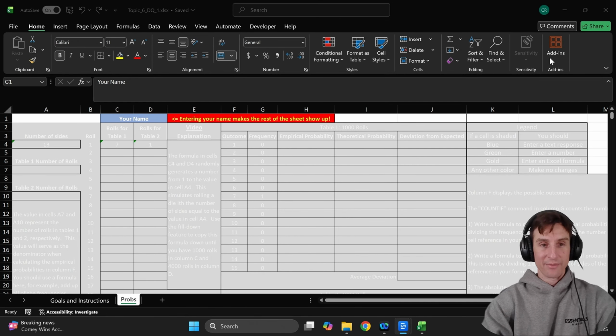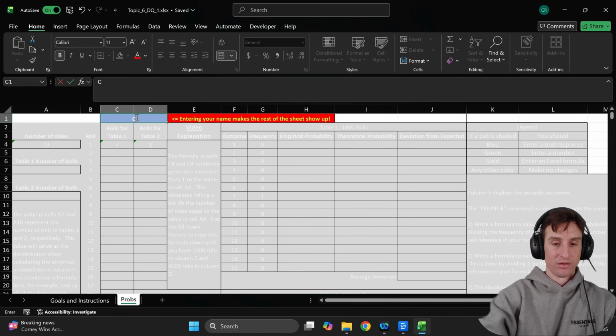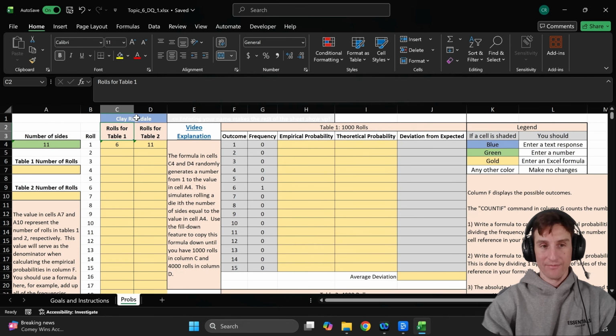Welcome into topic 6 DQ1. Let's go ahead and start by typing in our name per usual. Once you've done that, everything becomes alive, right? Now, the first thing we want to notice is number of sides. So this is supposed to represent like an 11-sided die.